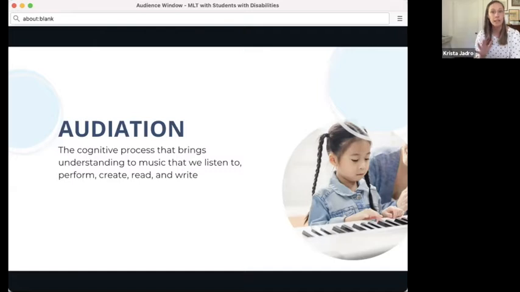So we're audiating when we're doing any of these with music. If we're listening to music, if we're performing, singing, chanting, or playing our instrument, when we're creating or improvising, and when we're reading or writing music notation. And this is just like how we use thought to bring understanding to words that we listen to, that I'm speaking, you're listening right now, you're understanding what I'm saying. When we're speaking, we're using thought, communicating, and reading and writing.